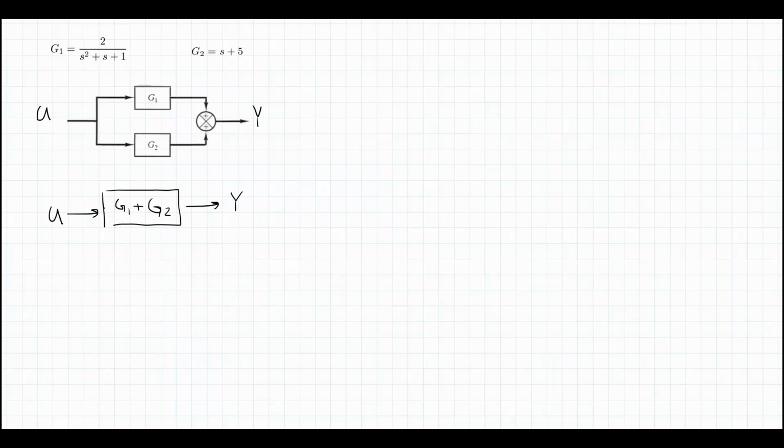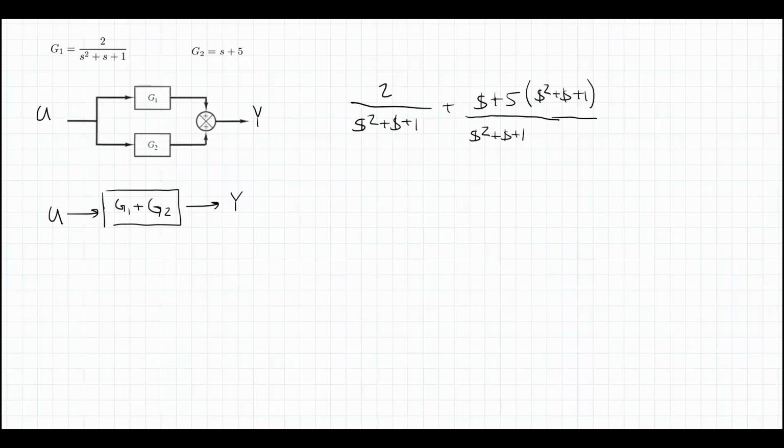So let's do the algebra to add G1 and G2 together. We'll have 2 over s squared plus s plus 1 plus s plus 5. All right, so we need to put the s plus 5 over a common denominator. So I'll just do s squared plus s plus 1 and s squared plus s plus 1 in the numerator. So I've multiplied it by 1 in such a way that now we have a common denominator. So this will be, and this has to be in parentheses here, 2 plus s plus 5 times s squared plus s plus 1 over their common denominator of s squared plus s plus 1.